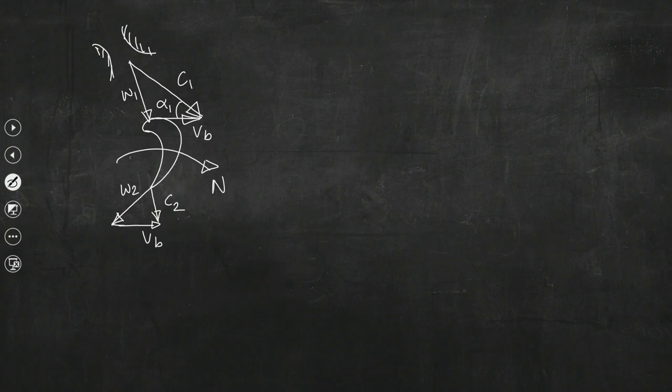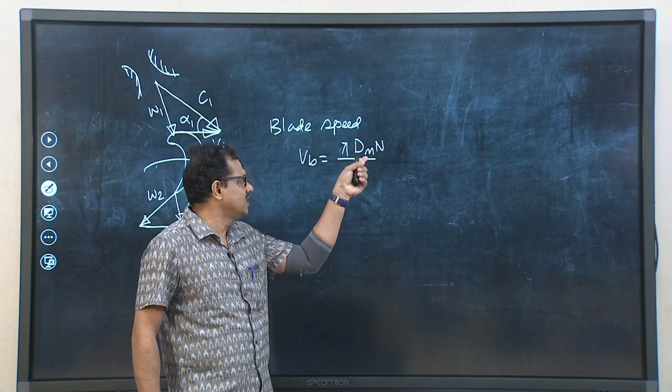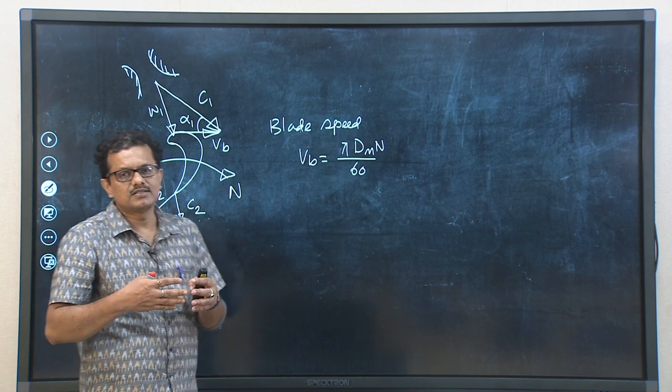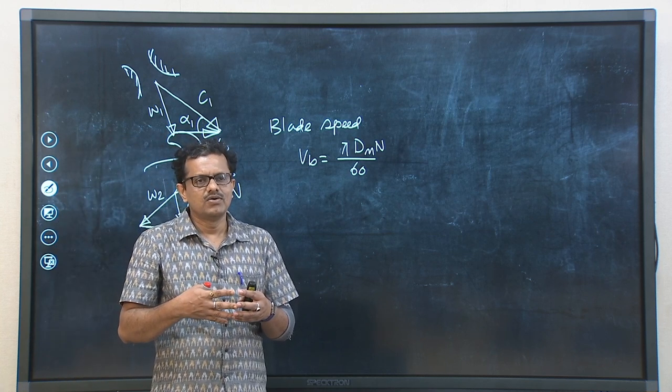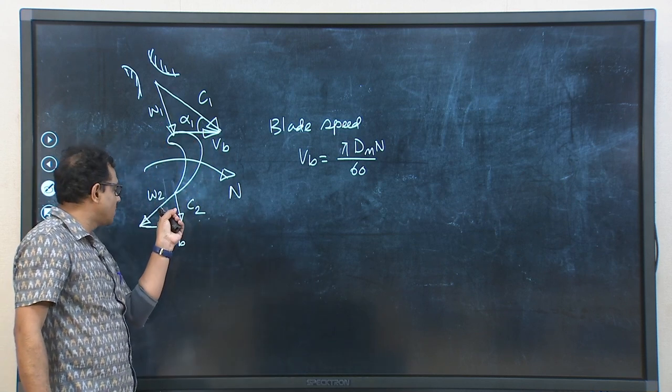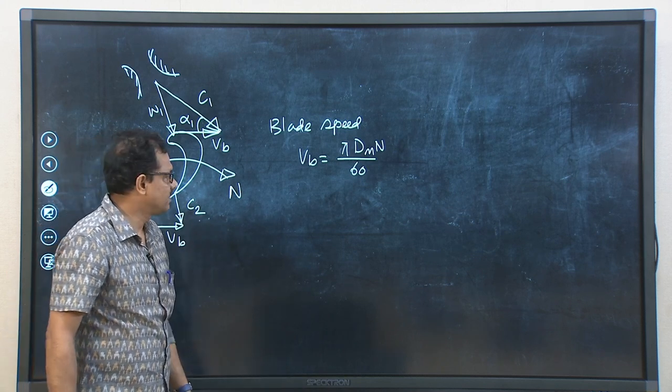So, what we can see is that this blade speed corresponding to N RPM can be written as pi D_m N by 60. So we have calculated it based on the mean diameter, and that is why I had mentioned the need of this particular mean diameter. So, the blade speed is the same. Since the blade speed is the same, we can superimpose this inlet velocity triangle and outlet velocity triangle on a common V_B, that is the blade speed.